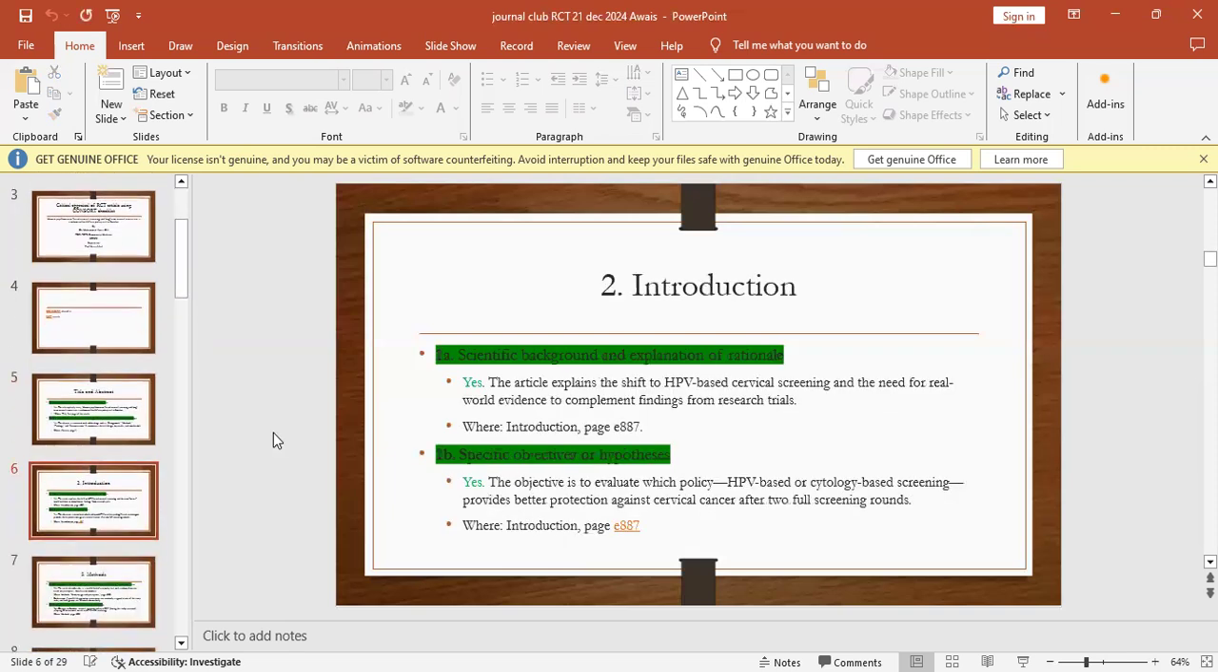Next, introduction. In our introduction, we have to identify the scientific background and explanation of the rationale. Yes, the article explains the shift to human papillomavirus based cervical screening and the need for real-world evidence to complement findings from the research trials. Next, we have to identify the specific objectives or hypotheses. Yes, the objective is to evaluate which policy, HPV-based or cytology-based screening, provides better protection against cervical cancer after two full screening rounds.